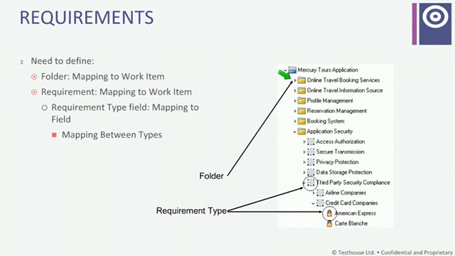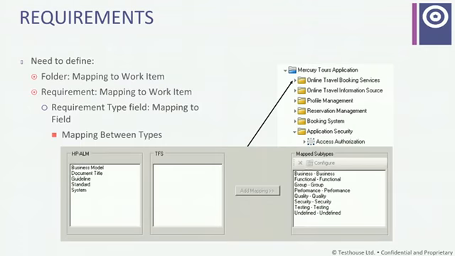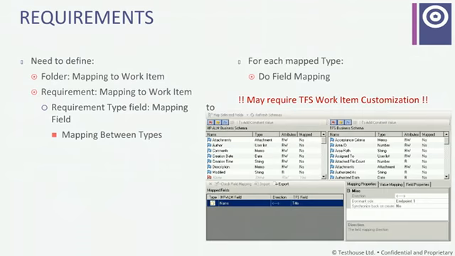So in this example, you see this is a folder. So this is just a way to structure your requirements. It doesn't carry any requirements information, and then you have different requirement types depending if it's a security, non-functional, and so on. And this is an example of a mapping. And once you have done this, then you have to go for each requirement type. You have to do the field mapping like you did it for the defects. Okay, so here we see an example of field mapping. It looks very similar to a defect.